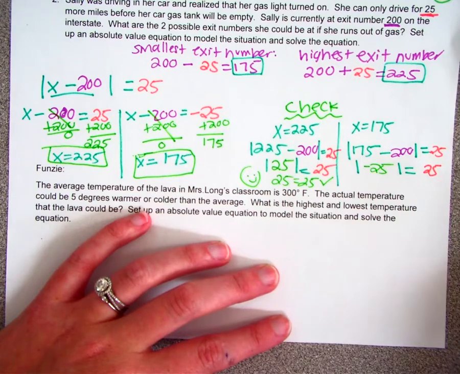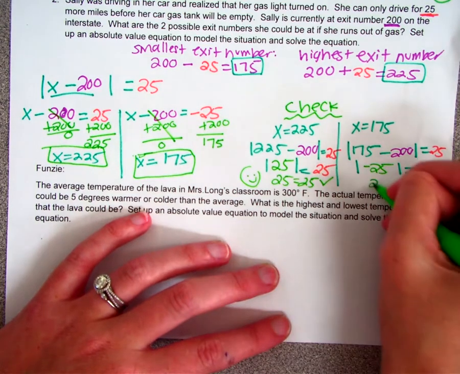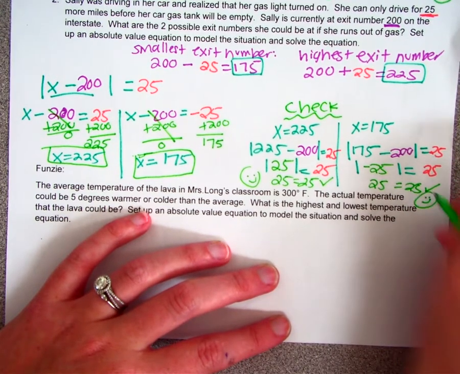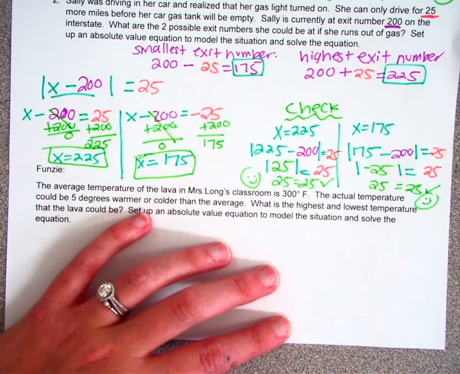All right, what is the absolute value of negative 25? It is 25. Yay! 25 will equal 25. Heck to the yes. Nice job, you guys. I had so much fun. It was great.